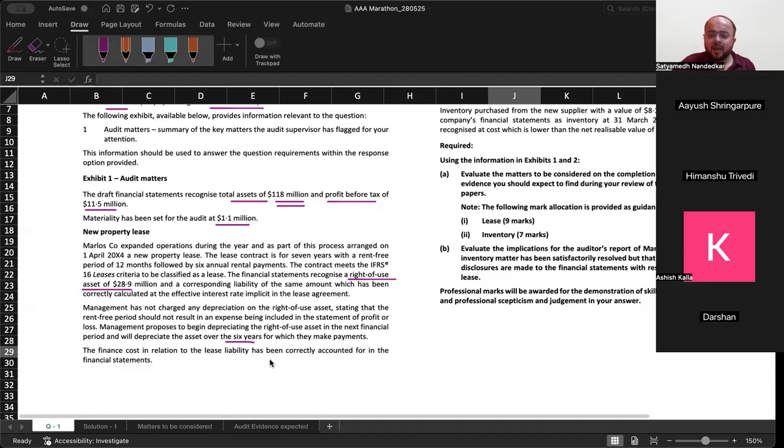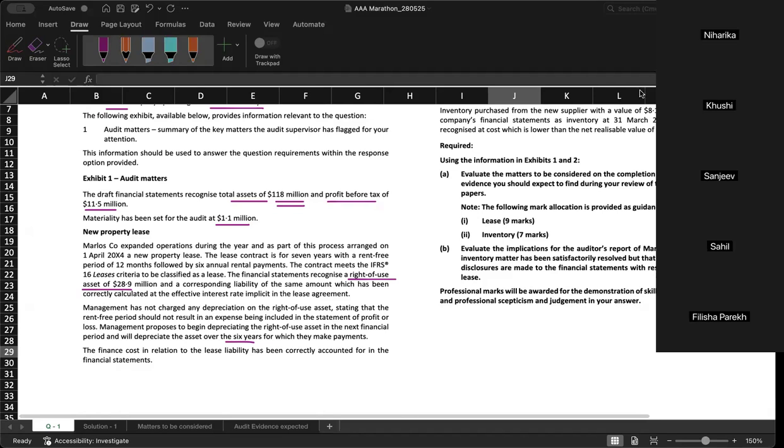Then who will tell me the next one? Niharika, can you tell me one such item? You could take a copy of management's calculation to see if their calculation of right of use and lease liability is correct. Okay, fair enough. So you want to see whether the present value calculation that they have done is right or not. Okay, ठीक है.